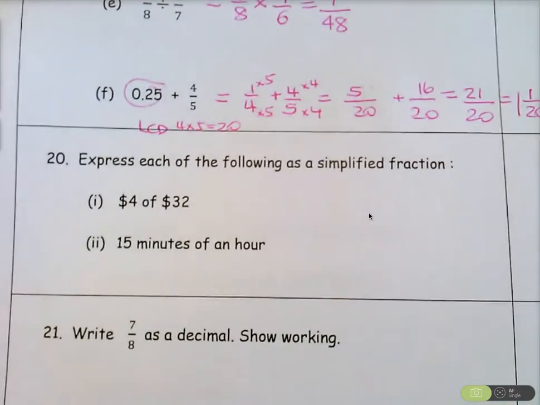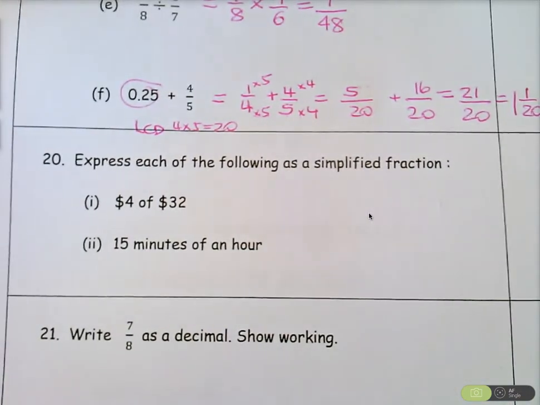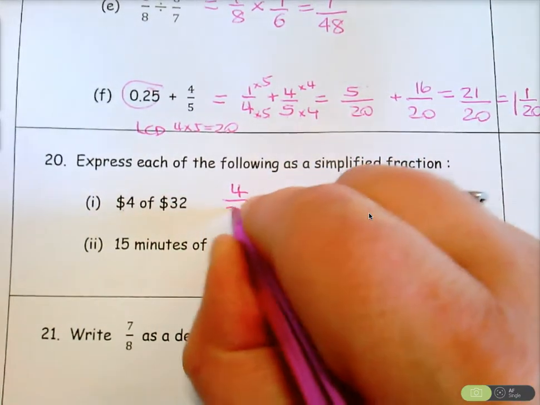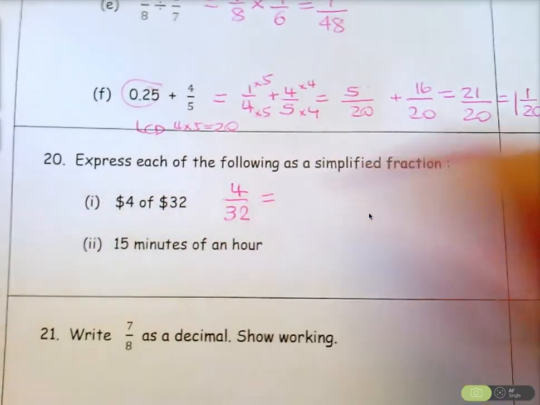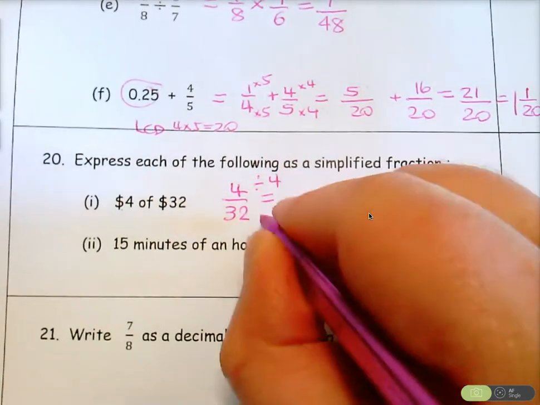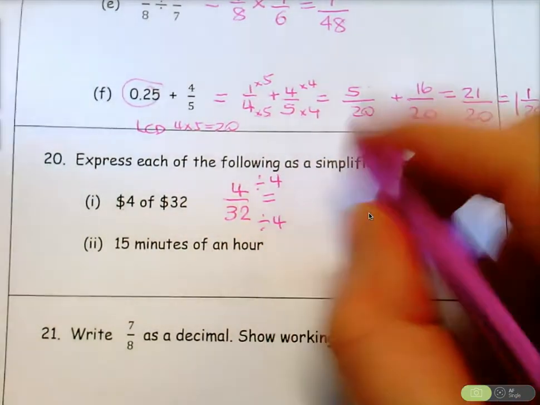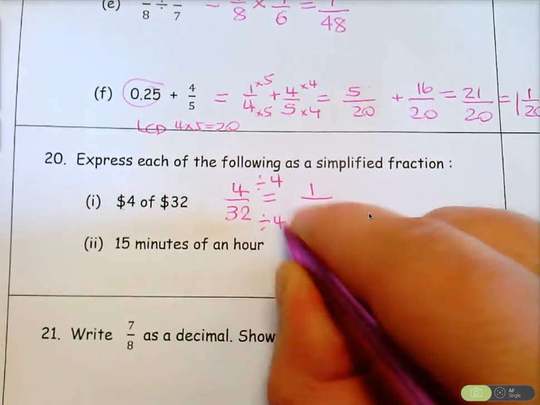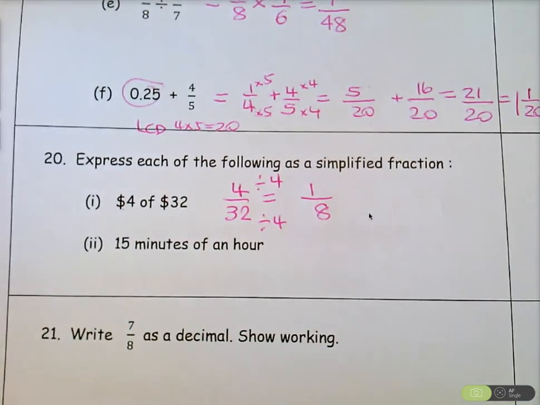Question 20. Express each of the following as a simplified fraction. If you've got 4 out of 32, you've just got 4 out of 32, so 4 over 32. Those numbers are both in the 4 times tables, so you can divide them both by 4. 4 divided by 4 is 1. 32 divided by 4 is 8.